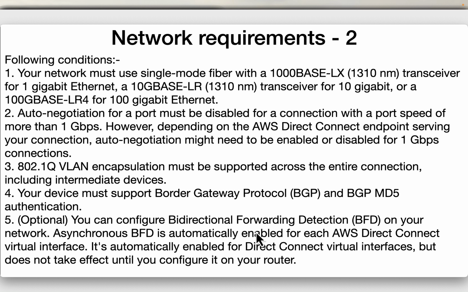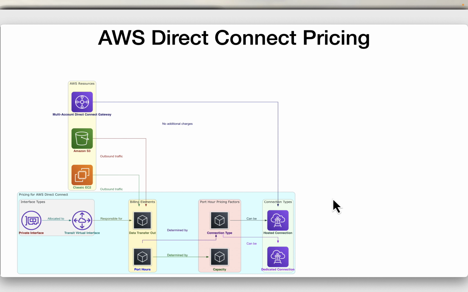Asynchronous BFD is automatically enabled for each AWS Direct Connect virtual interface. It is automatically enabled for Direct Connect virtual interfaces, but does not take effect until you configure it on your router. Okay, now coming to the pricing.